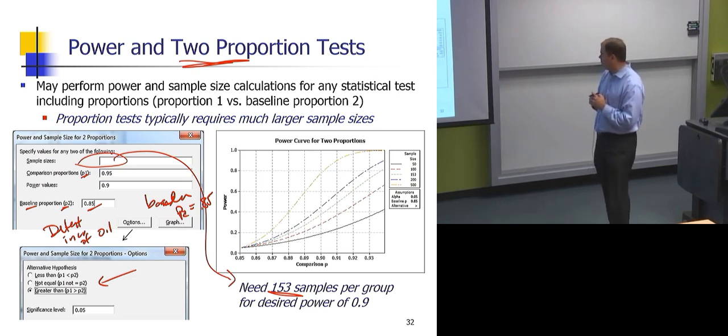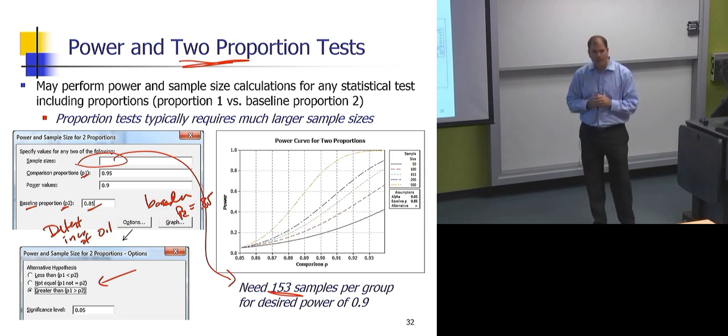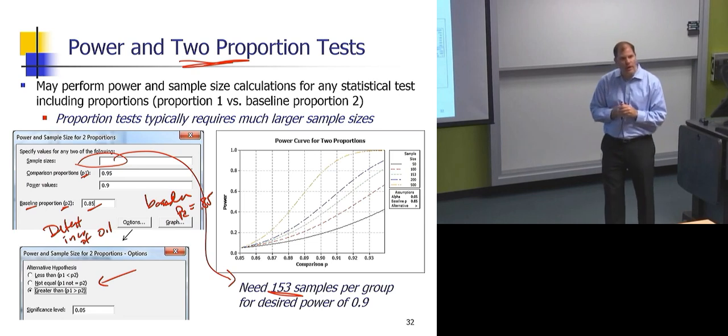All right, getting back. If we run this, we need 153. As kind of makes sense, you need a lot more samples when you start talking about proportions. Let's say you're trying to call a presidential election, and the percentage was like 49.99 to 50.01. How many samples do you need for that?